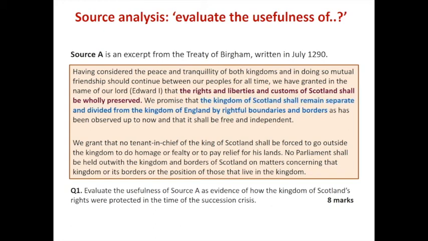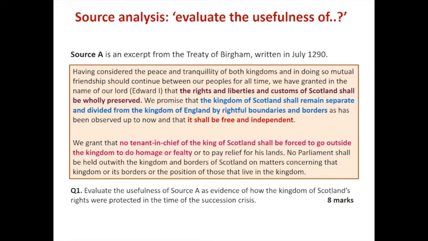The second point is that the Kingdom of Scotland should remain separate and divided from the Kingdom of England by rightful boundaries and borders. Third point is that Scotland should remain free and independent. You could also pick out that no tenant-in-chief of the King of Scotland should be forced to go outside the kingdom to do homage or fealty. And finally, that no parliament should be held outwith the kingdom and borders of Scotland on matters concerning that kingdom. So here we've got 5 relevant points within the source to that question.